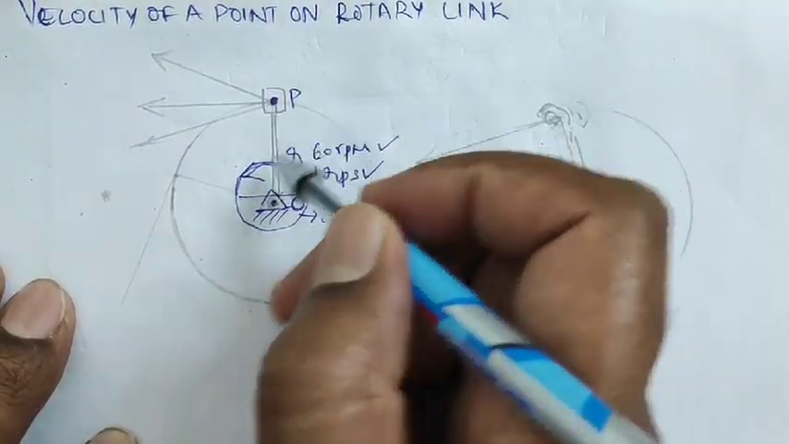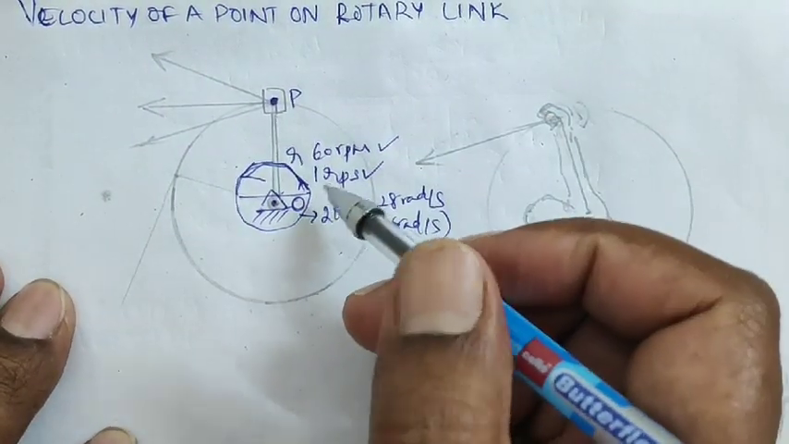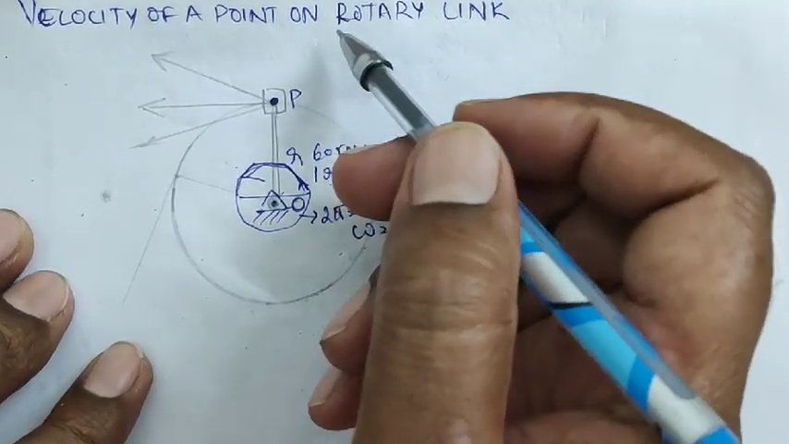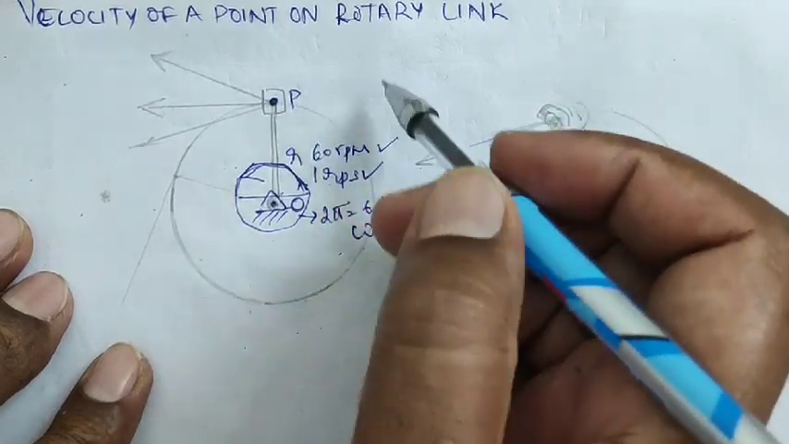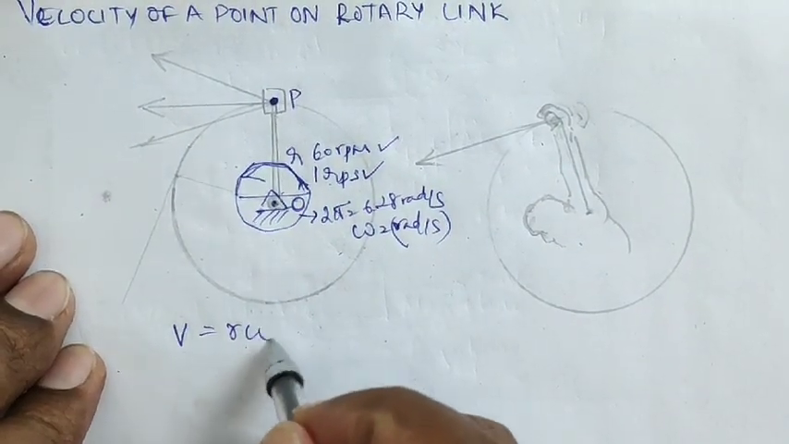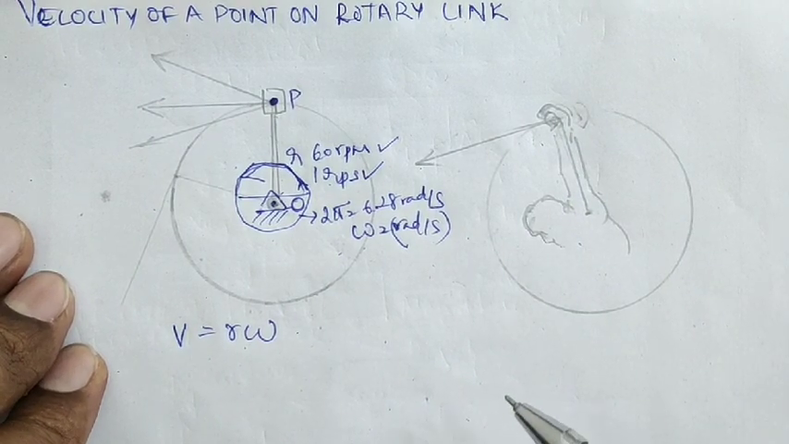So the omega is given, the radius is given. Now to find the velocity of the point P about the center of revolution, the velocity is definitely given by the equation v is equal to r omega. V is equal to r omega.